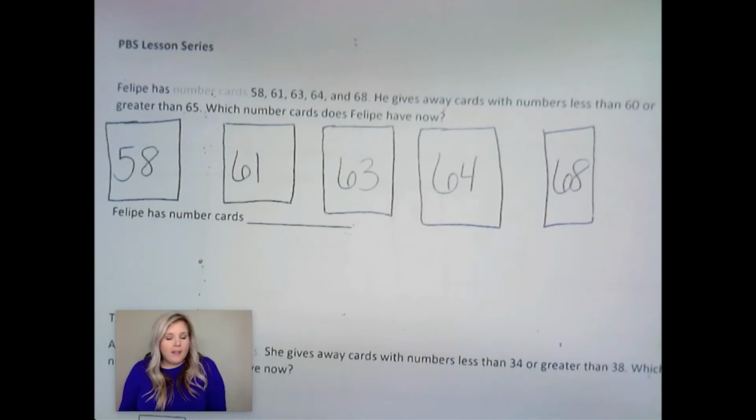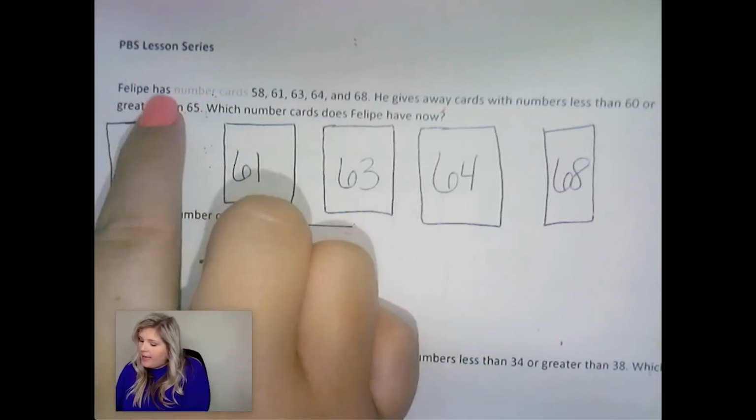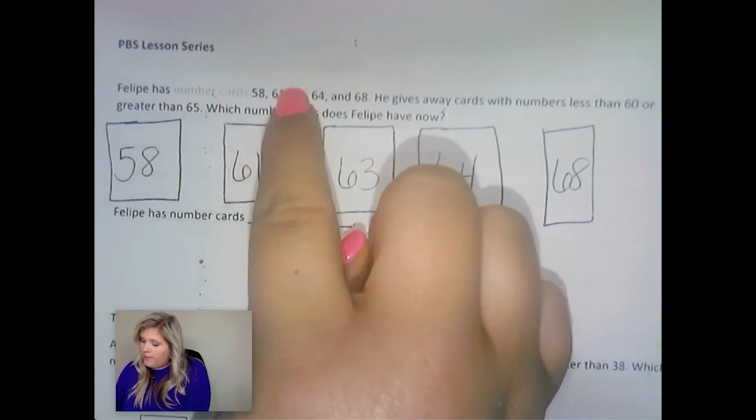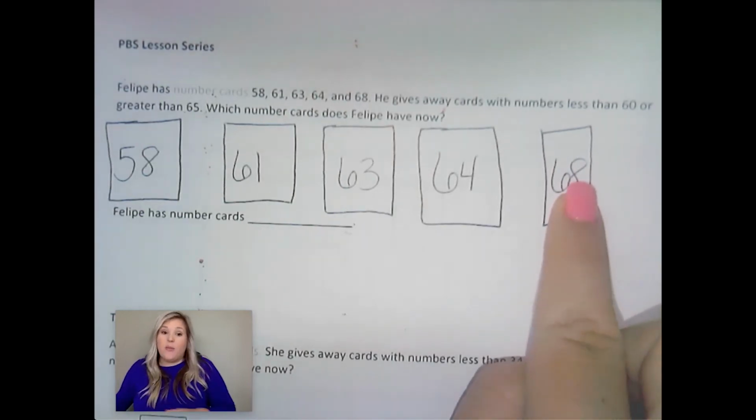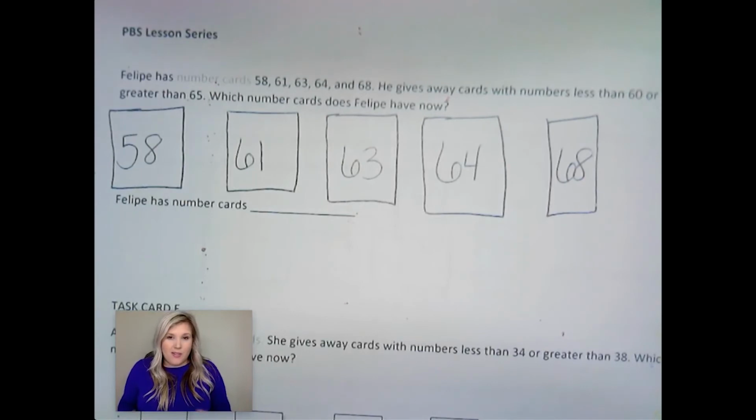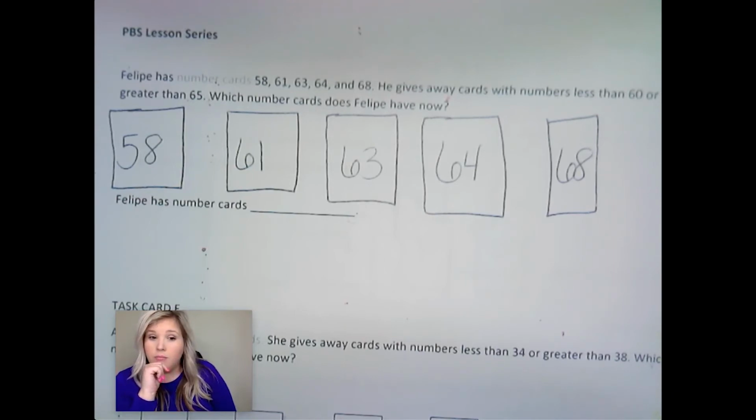Let's go back and check our work. Felipe has number cards 58, 61, 63, 64, and 68. Thank you for your help. Now I'm ready to solve the problem. Tell me, what should I do next? We need to figure out if Felipe is going to take away cards or give them away, or if he's going to keep some cards. So, does Felipe give cards away, or does he keep them?